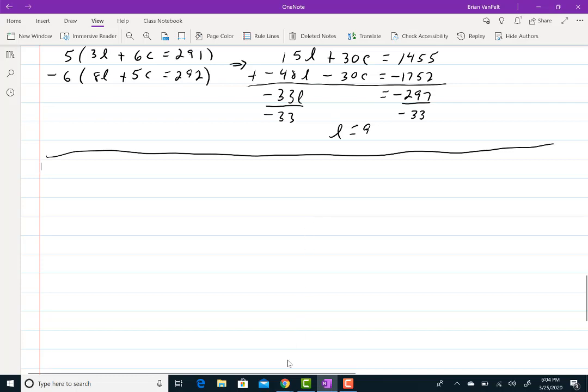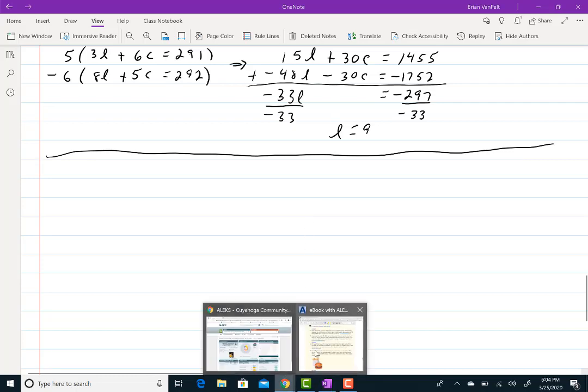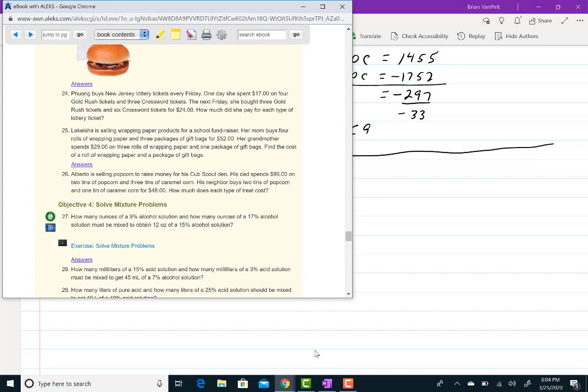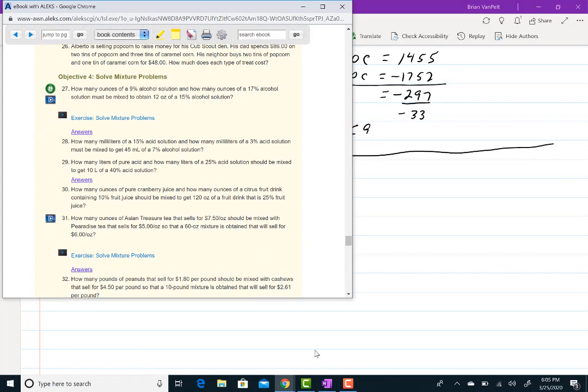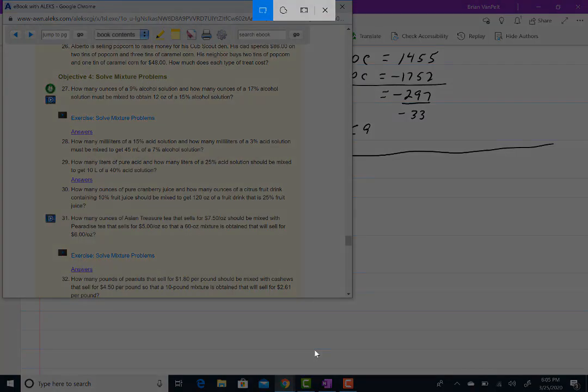Next, let me grab number 28. Here is a mixture problem.